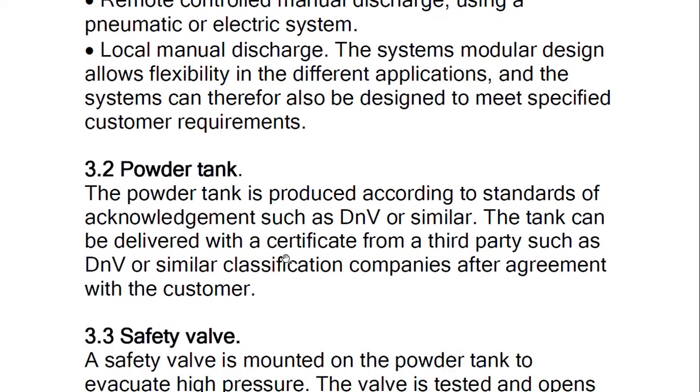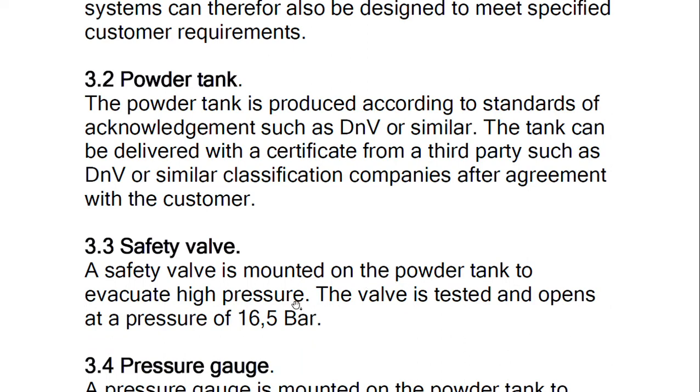Now the powder tank. We are describing all the components separately. The powder tank is produced according to standards of acknowledgement such as DNV or similar. The tank can be delivered with a certification from a third party such as DNV or similar classification society. Now the safety valve: the safety valve is mounted on the powder tank to evacuate high pressure. If there is an unnecessary sudden rise in pressure, the valve is tested and opens at a pressure of 16.5 bar.